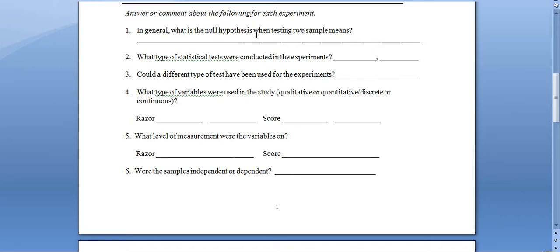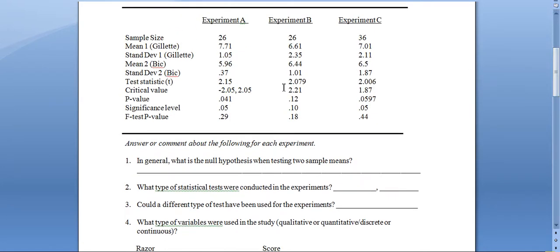Remember that this is something like a court case where we assume innocence until proven guilty, and we have to assume that these 2 groups are the same when we start out, even though we might think they're different. What type of statistical tests were conducted? Now you're supposed to go back up here and look. And you'll see here, there's some information about a test statistic, and then you'll see down here also some information about another value that was given. So those would tell you which 2 different types of tests were run.